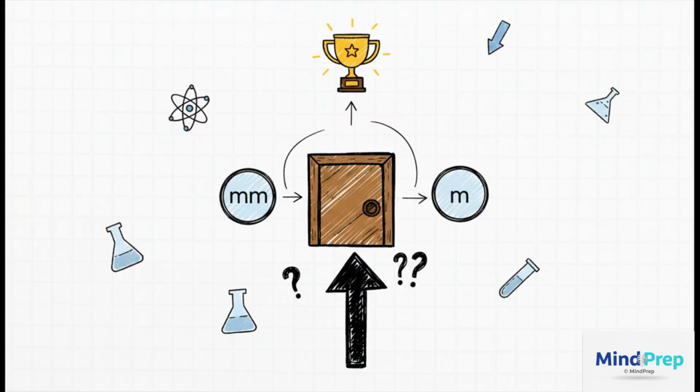And that's the thing. The people who make the ACT, they know you're smart. So what they do is they test your attention to detail. They'll give you information in one unit, say millimeters, but then ask for the answer in a totally different one, like meters. It's a classic move, and today we're going to learn how to see it coming every single time.